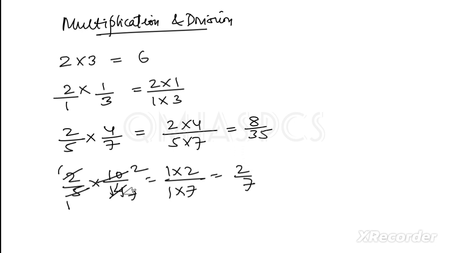Okay, or simply you can say 2 multiplied by 10 like this, and here 5 multiplied by 14, so here you get 20 and here it is 70. Okay, so later on you can reduce this one. So either you can reduce in the initial step or you can reduce in the later step, your choice. Okay, so this is your multiplication portion. Is it clear? I hope it is clear now. Now the division thing.